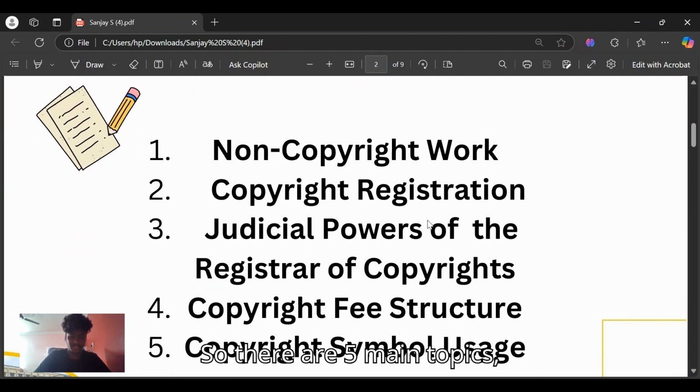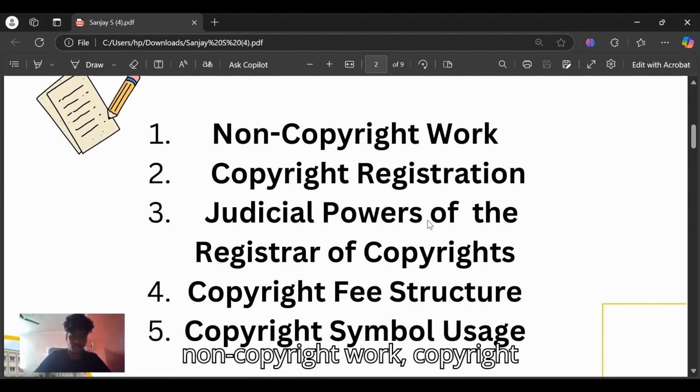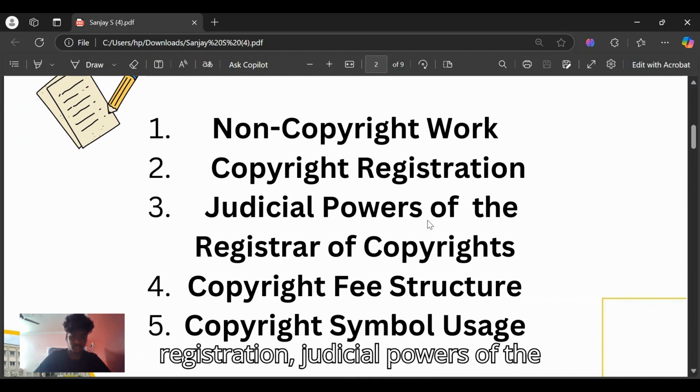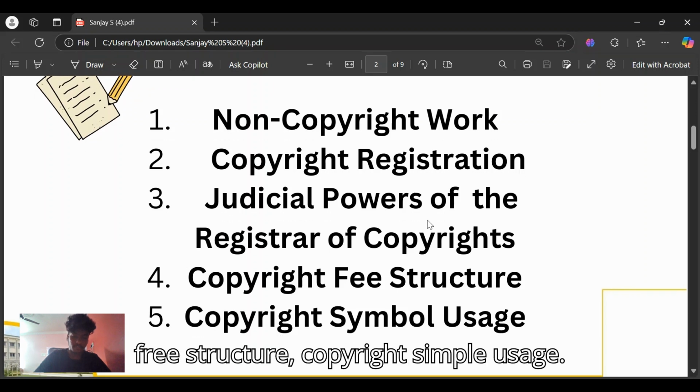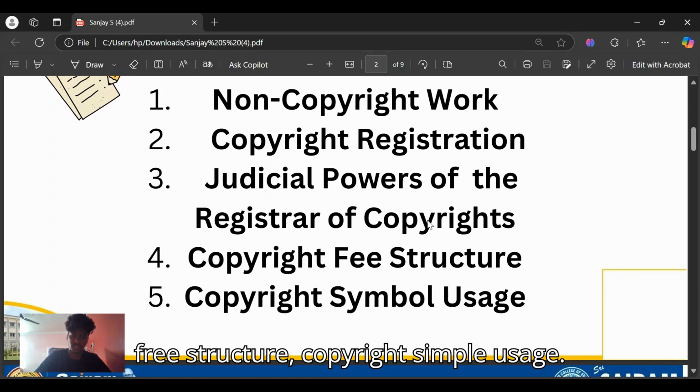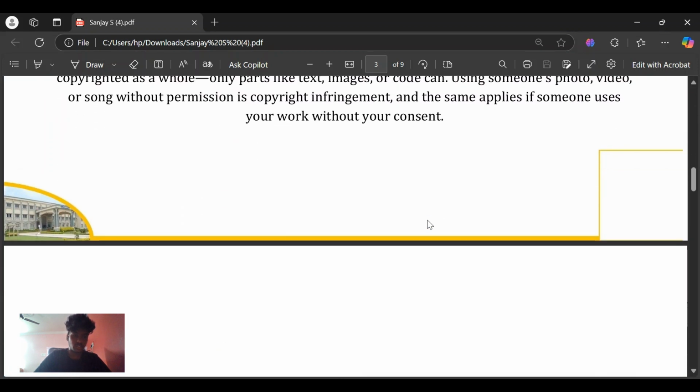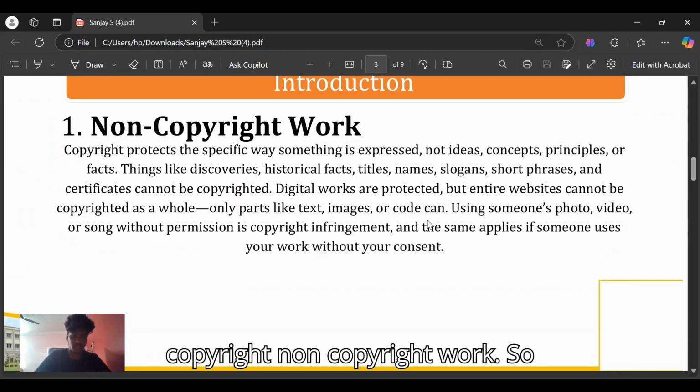So there are five main topics: non-copyright work, copyright registration, judicial powers of the Registrar of Copyrights, copyright fee structure, and copyright symbol usage. First we'll go with non-copyright work.